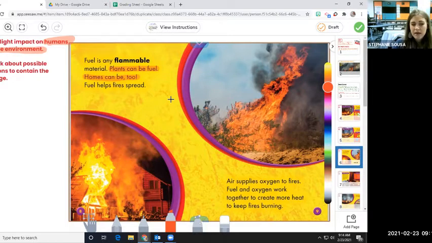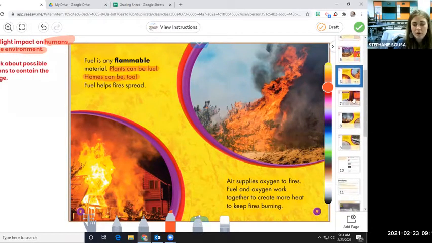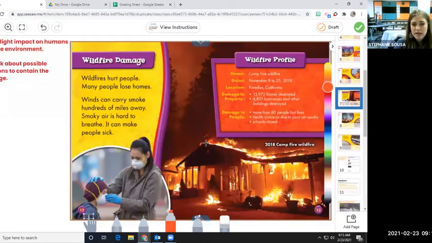Air supplies oxygen to fires. Fuel and oxygen work together to create more heat to keep fires burning. Okay, so we're learning a lot about how they occur. Let's move on to slide 7.